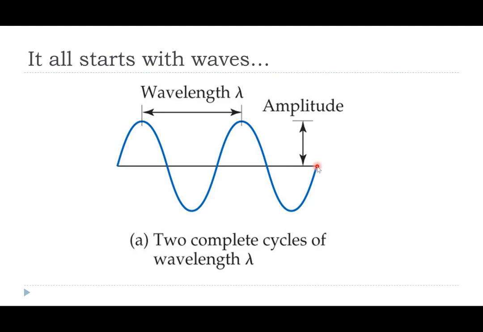So something with a high frequency, we would count lots and lots of waves going by. 1, 2, 3, 4, 5, 6, 7, 8, 9, 10. Something with a low frequency would be less waves in that same amount of time. So 1, 2, 3. So high frequency, lots of wavelengths. Low frequency, just a few.